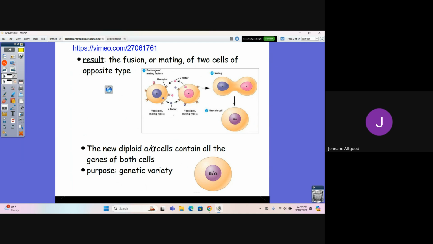So the result is the fusion or mating of two cells of opposite mating type. And that makes a diploid A alpha cell containing the genes of both cells. And the purpose of this process is genetic variety. So we're going to watch a little animation of that and then see where we're at.